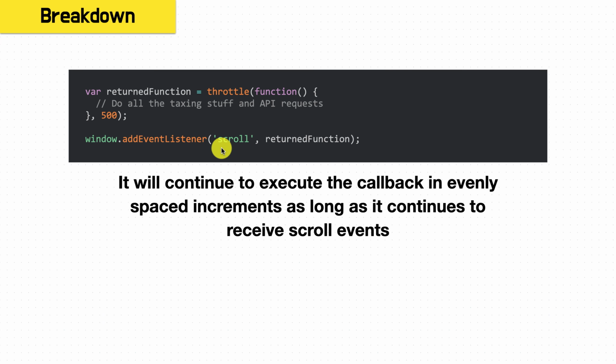So in this example, we have a throttled function, and we want it to execute every 500 milliseconds or every half second. We attach the throttled event to a scroll listener, so as long as you continue to scroll every half second, it will execute this callback. So we're creating these windows, so we want it to continue to run every half second.